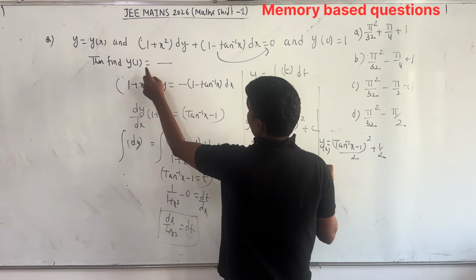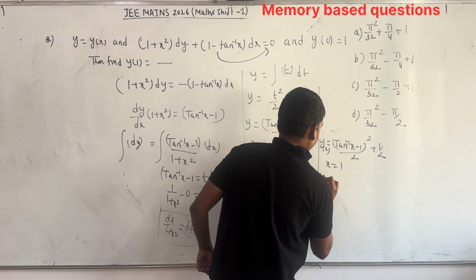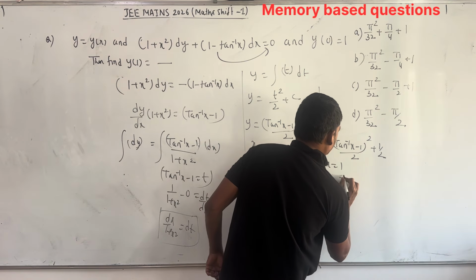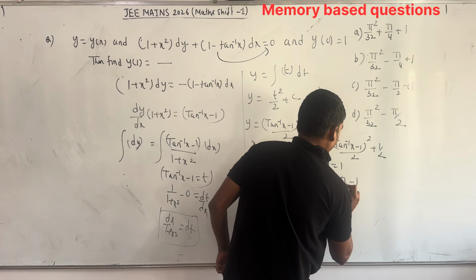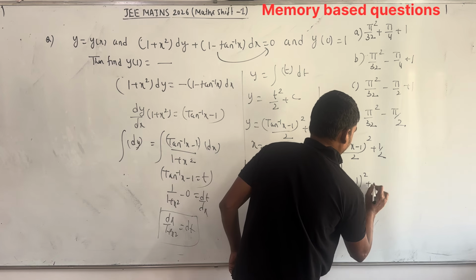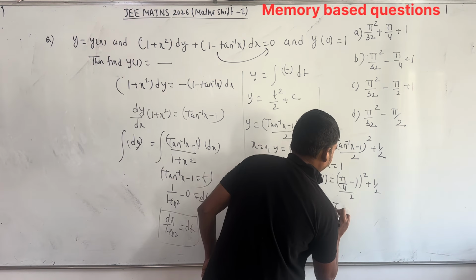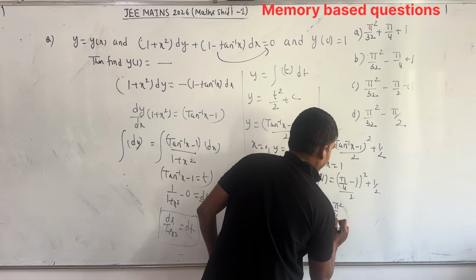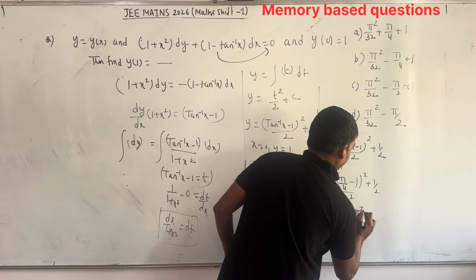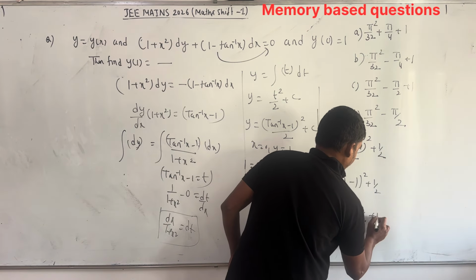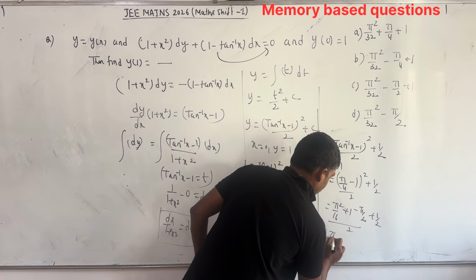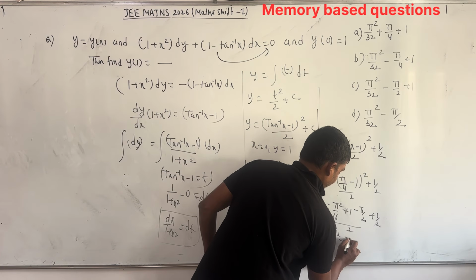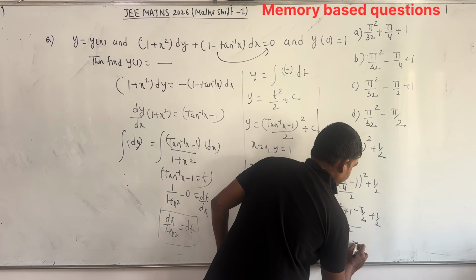Now substitute x equal to 1, so y of 1 equal to tan inverse of 1, pi by 4, minus (1 minus 1) whole square by 2 plus 1 by 2. We get it as (a minus b) whole square, a square plus b square minus 2ab. We got minus pi by 2 divided by 2 plus 1 by 2. From here, pi square by 32, pi by 2 by 2 minus pi by 4, 1 by 2 plus 1 by 2, we get 1.